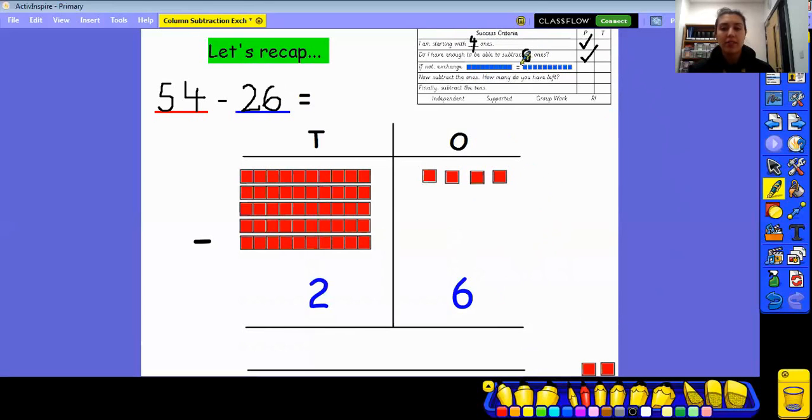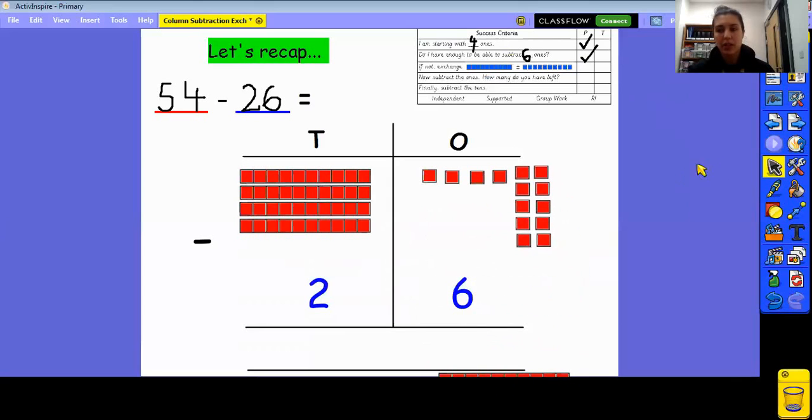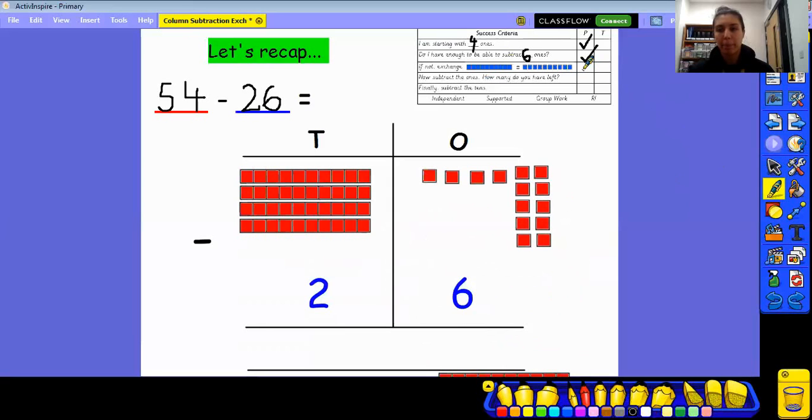So if we follow our success criteria, we will see that we need to exchange one of our 10s for 10 ones. So I'm going to take one of my 10s from my 10s column and add it to my ones. But I can't keep it as a 10 because it's too big. So I'm going to exchange it for 10 ones, which is equal to.